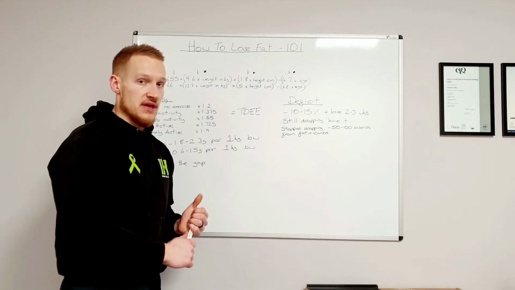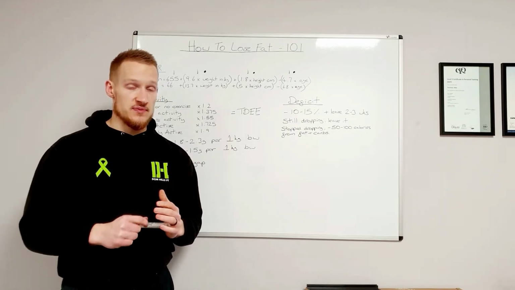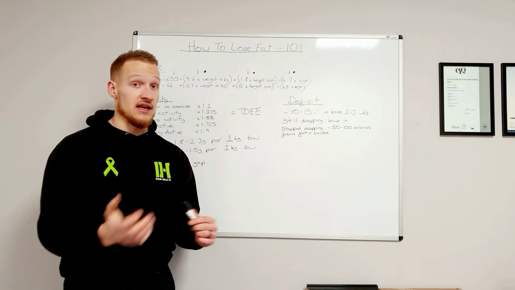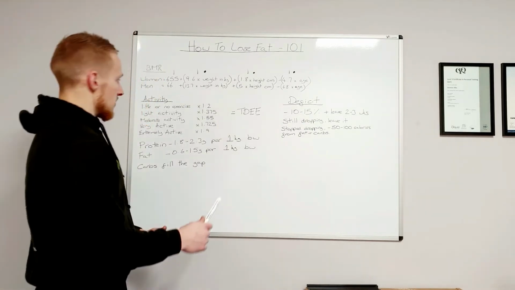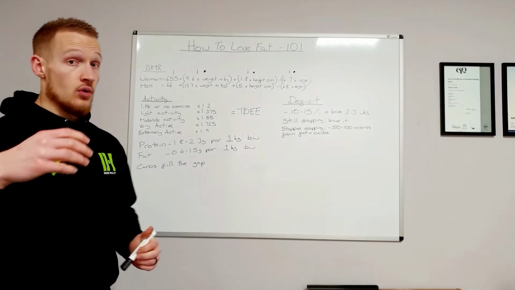Now once we've got our BMR, we need to then work out our TDEE. So this is our total daily energy expenditure. So this is the amount of calories that we need to maintain our weight with our current activity. So you then need to look at this here, okay, and find out where you are.